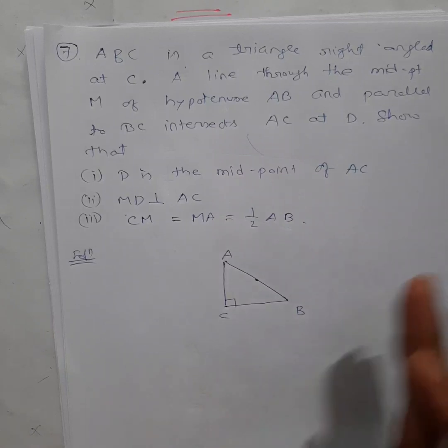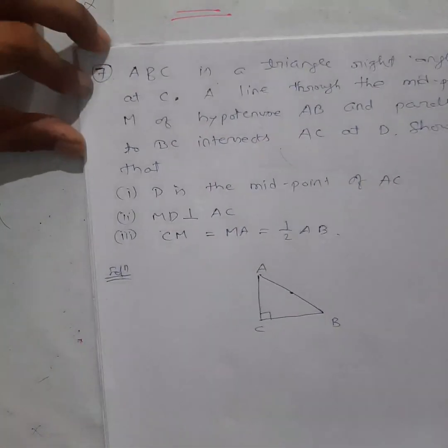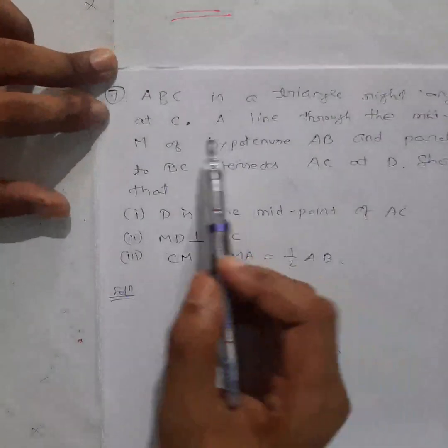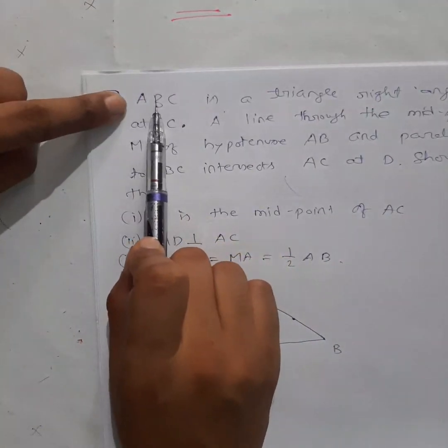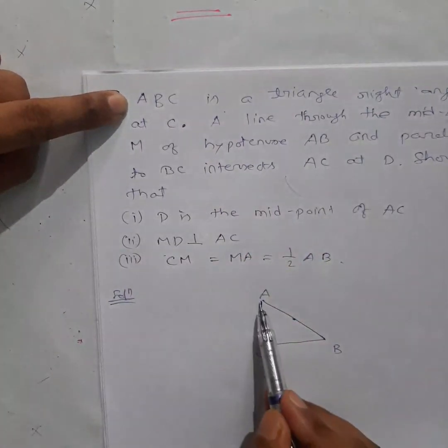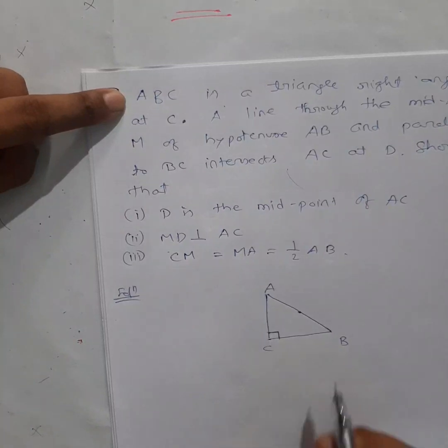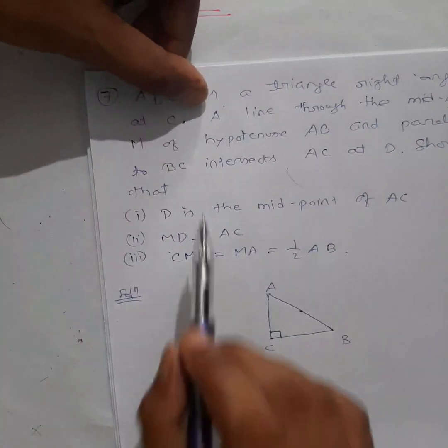So this is the easiest question they have given. Usually, the last question used to be a little tough, right? Anyway, they have given ABC is a triangle right angled at C. So I have drawn a triangle right angled at C. Right angle at C means it is 90 degrees, this one. So you just need to analyze this properly.